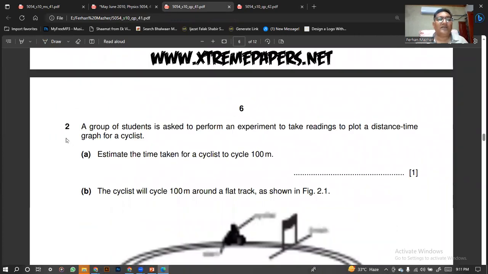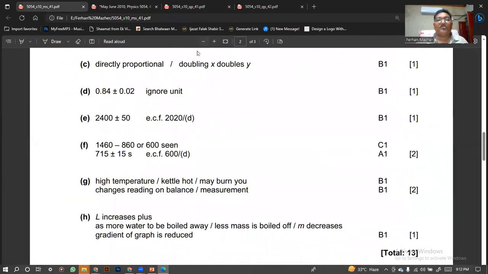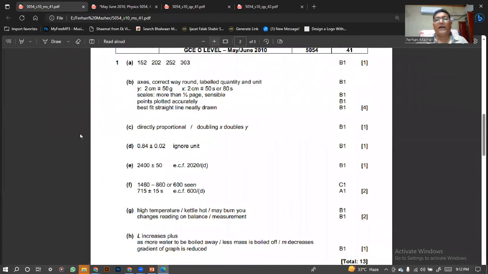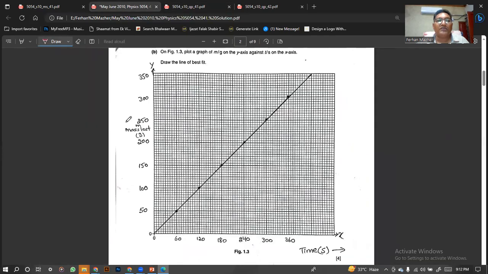Let's have a look at the marking scheme. You can see the marking scheme of question number 1 showing up on your screen. If you want to read it more carefully, you want more time with this marking scheme, you can pause the video and take your time. Okay, so that was question number 1. So we are going to the next question, that is question number 2.